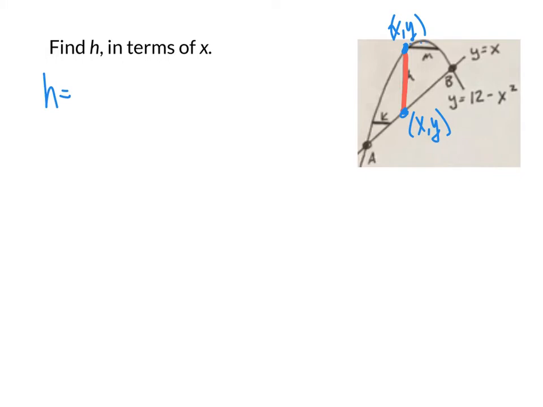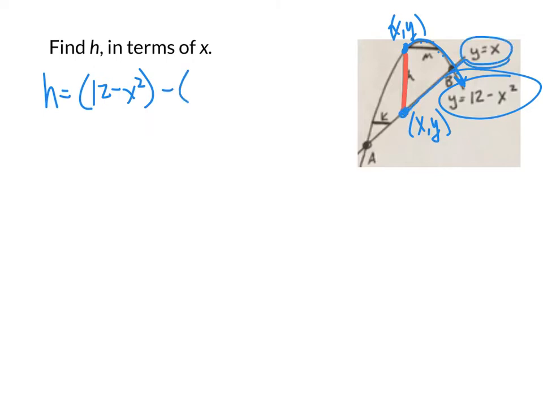And if we follow that curve, we can see that the equation for it is going to be 12 minus x squared. Then we're going to subtract the smaller y coordinate, which, as an equation, is y equals x, so the y coordinate is x. Then we can simplify the expression.